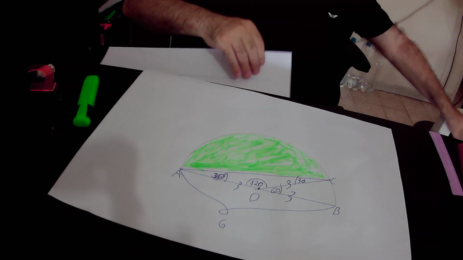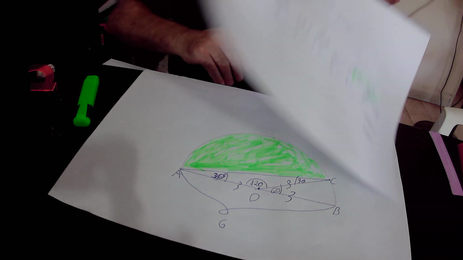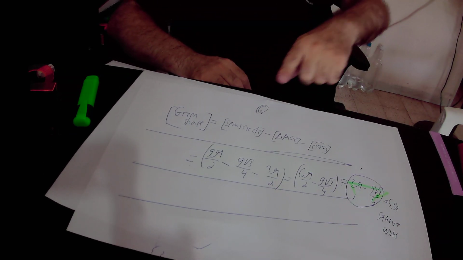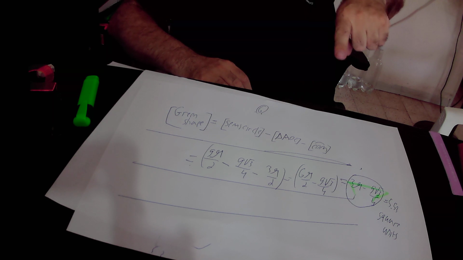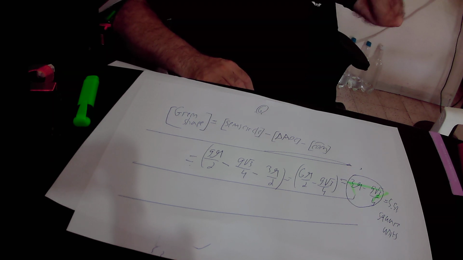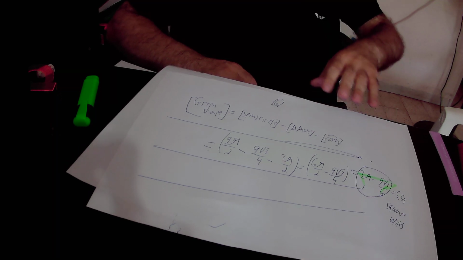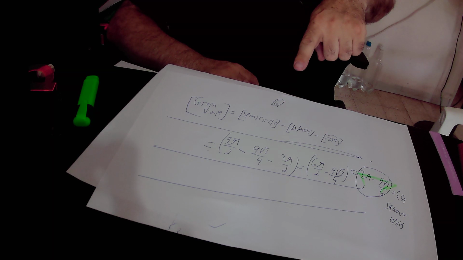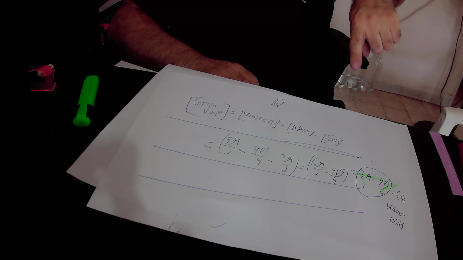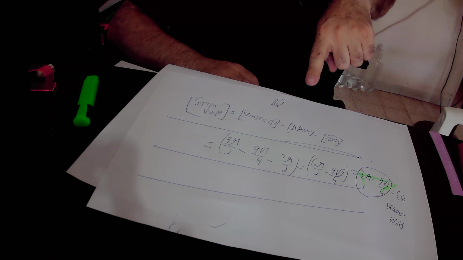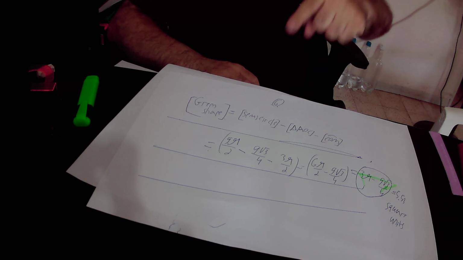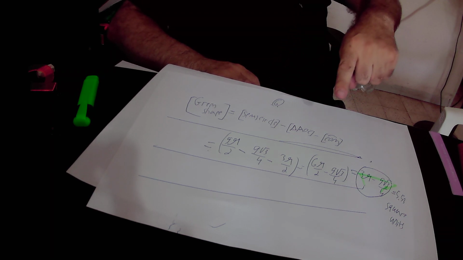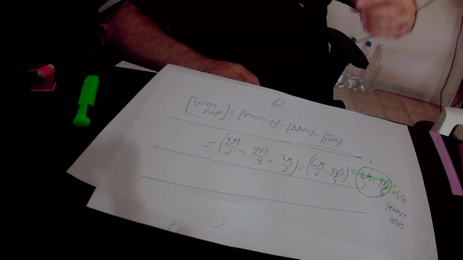Again, what is the area of the green shape? The area of the green shape equals the area of the semicircle minus the area of triangle AOC minus the area of sector COB. We've already found that the area of the semicircle equals 9 pi over 2 square units, the area of triangle AOC equals 9 times square root of 3 over 4 square units, and the area of sector COB equals 3 pi over 2 square units. 9 pi over 2 minus 3 pi over 2 is 6 pi over 2, minus 9 times square root of 3 over 4.